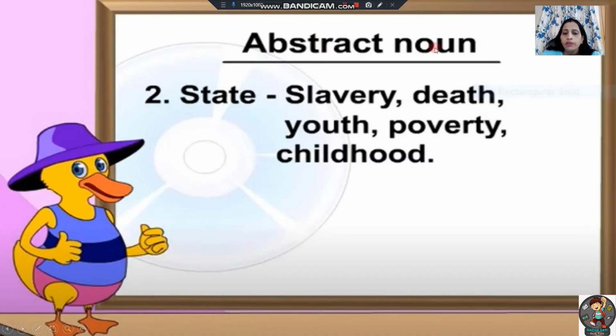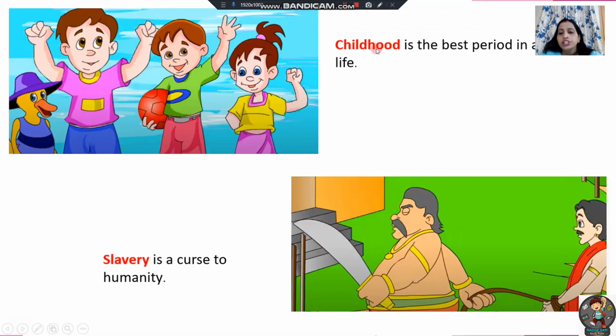Now we will learn about state. So abstract noun also represents state. For example, slavery, okay, death, youth, poverty and childhood. So these are also some states. For example, look at these sentences. Childhood is the best period in a man's life, in a person's life. So the best period of anyone's life is childhood. So here the word childhood, it will be an example of abstract noun.